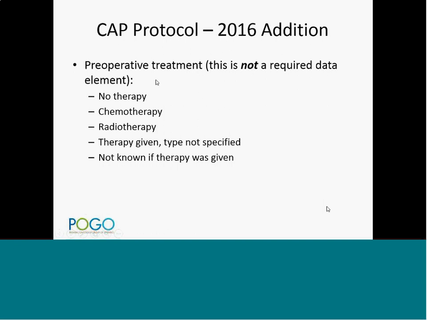And the categories there, again, are fairly self-explanatory. They certainly allow us to interpret the specimen in context. To interpret it in context, we obviously need to know if there was any prior treatment.